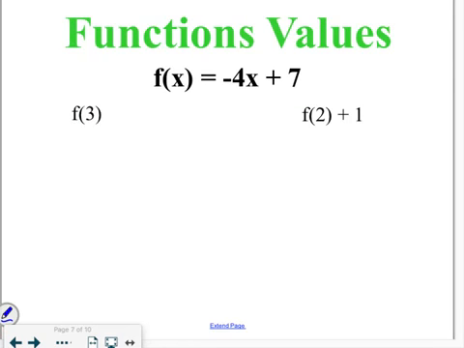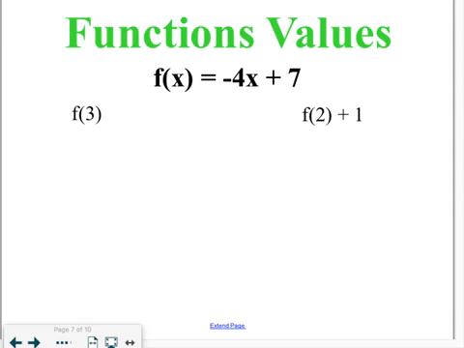The other thing that we are going to do today is calculate function values. This means that we are plugging in a number in the place of x, or in the place of our variable, to solve. So our function is f of x is equal to -4x plus 7.